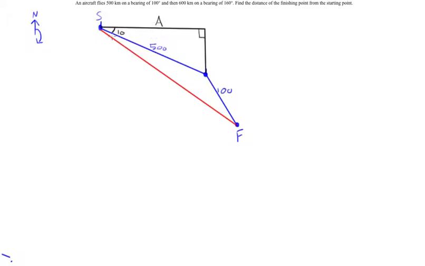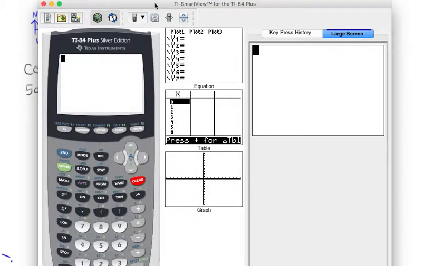Side A here represents the adjacent side, which is touching. So the adjacent side is represented by my cosine angle. So cosine of 10 degrees is equal to A over the hypotenuse of 500. I have a denominator there, so I'm going to multiply both sides of that equation by 500. And now I have 500 times cosine of 10 is equal to A. So now is where I'm going to use my calculator.